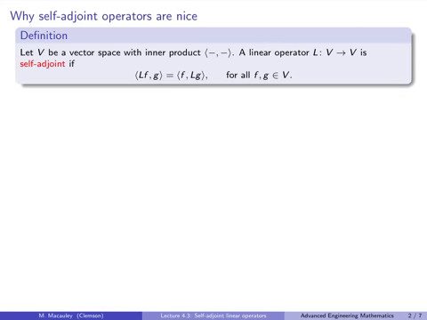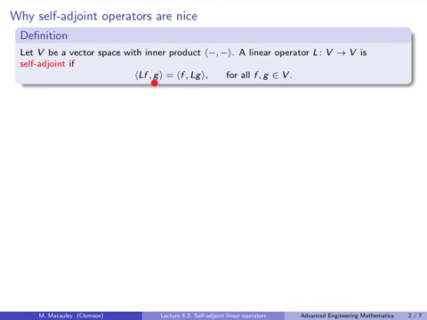spaces are of functions. So instead of saying linear map, we usually use the term linear operator. And instead of using v and w for vectors, I'll use f and g for functions, though you can think of them as vectors as well. So let's let V be a vector space with an inner product that we denote with our angle brackets as usual. A linear operator L, a map from V to V, is self-adjoint if this relation holds.